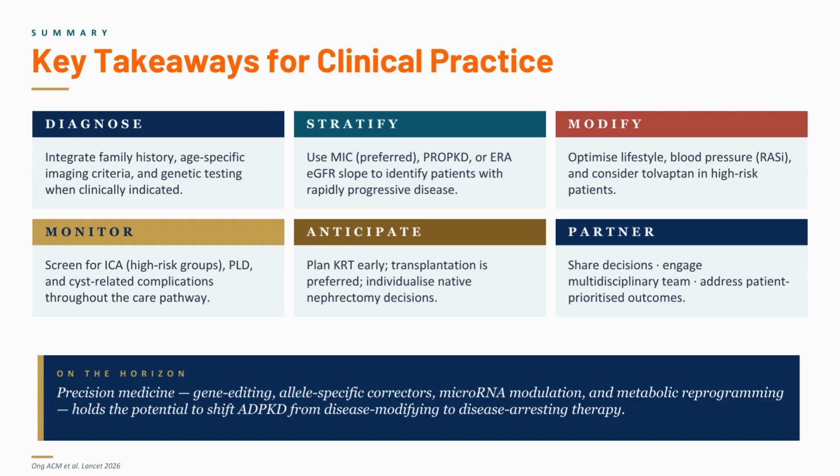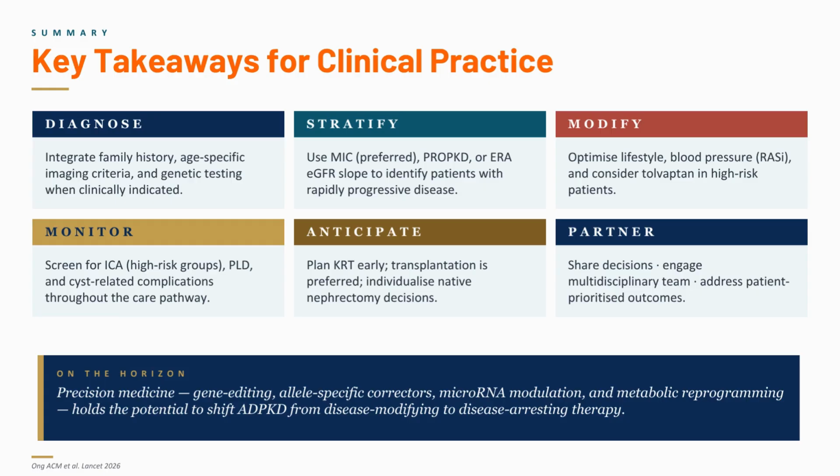Then, when we move to intervention, optimize lifestyle and ensure strict blood pressure control using RAS inhibition. And importantly, consider tolvaptan in patients who are at high risk for progression. Then monitoring is continuous. Screen for intracranial aneurysm in high-risk groups. Follow for polycystic liver disease and cyst-related complications. This is a longitudinal disease, so surveillance is essential.